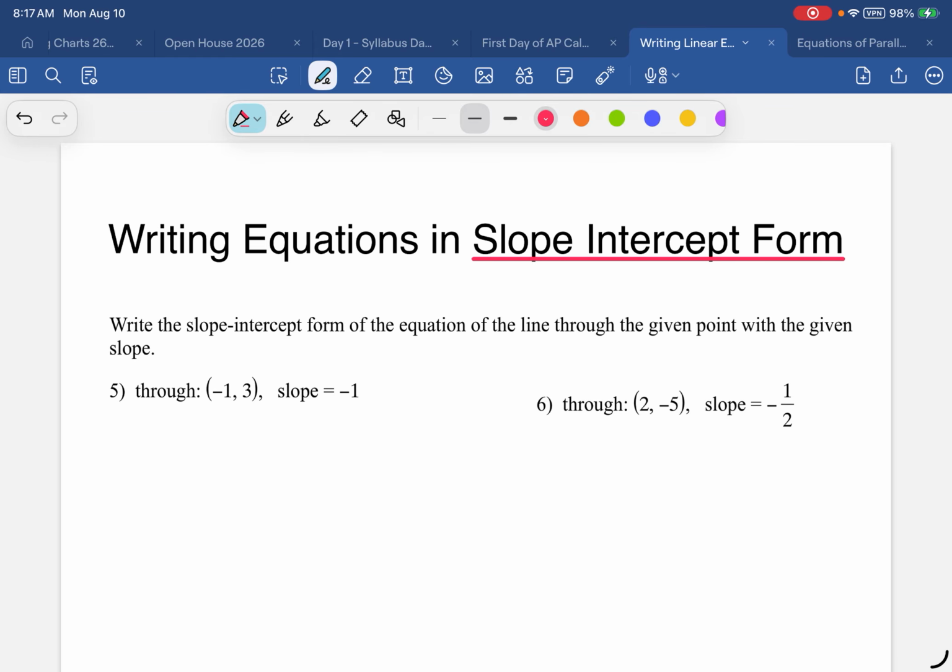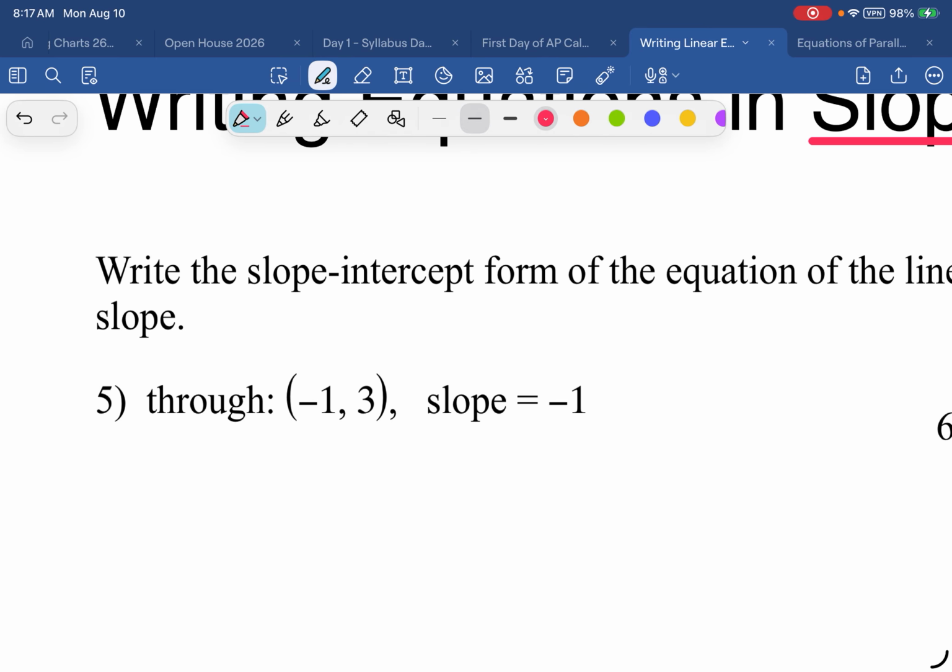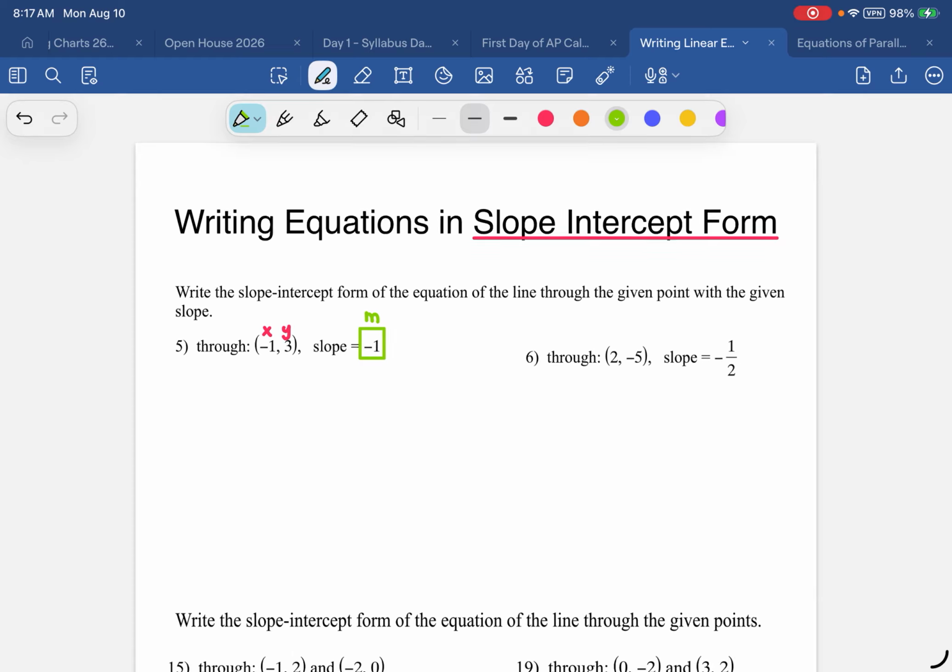So the easiest way to start these is to look at our ordered pair. We're going to look at our first example here and label it x and y, because that's how ordered pairs are written. And then we know that our slope will be our m for y equals mx plus b. So we've got our m, and then we have an x and a y. And if you look at the slope-intercept form of an equation, which is y equals mx plus b, we know that we can put the m right here.